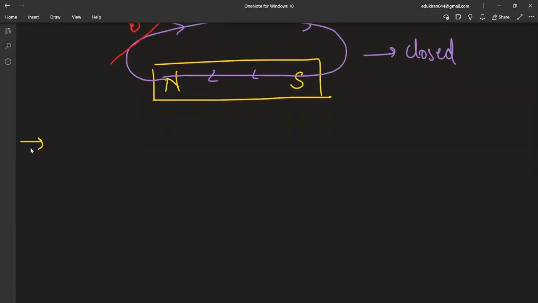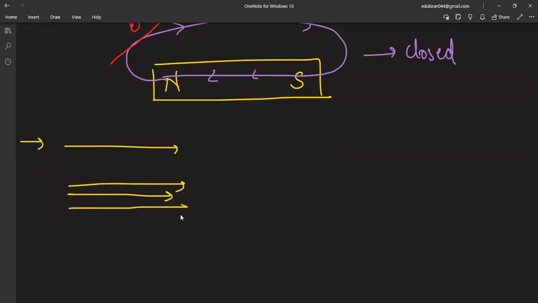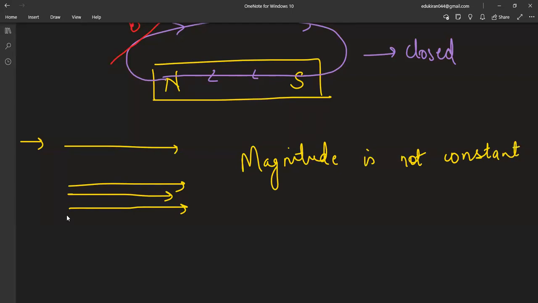If the magnitude is not constant, like this, it will show you. Somewhere the lines are greater, somewhere the lines are shorter, somewhere the gaps are maintained. This is magnitude is not constant. Though this is not very important, this you will be able to manage by yourself. This is not difficult to identify, but let us discuss.